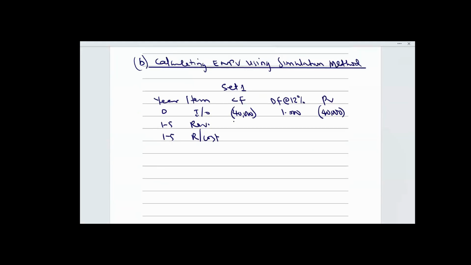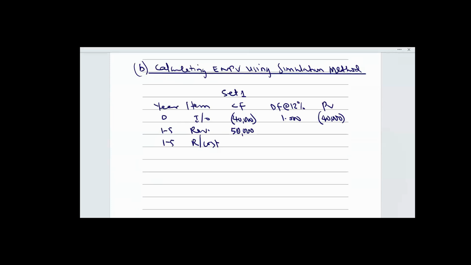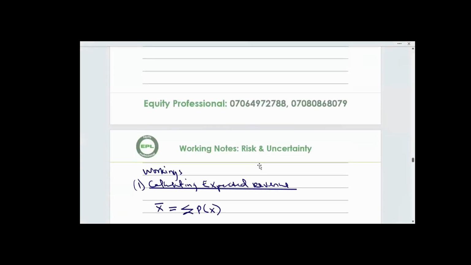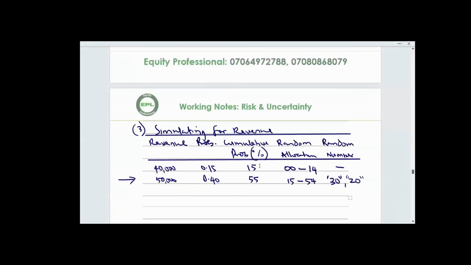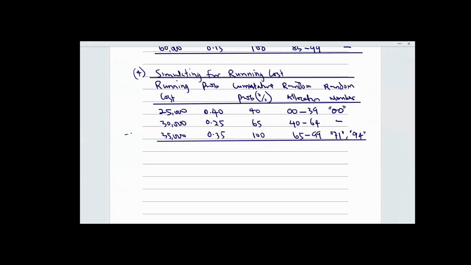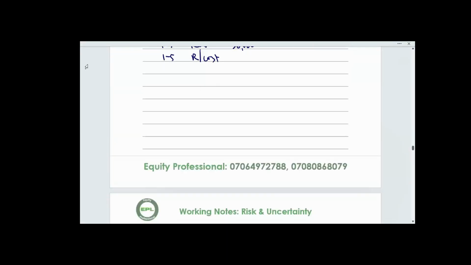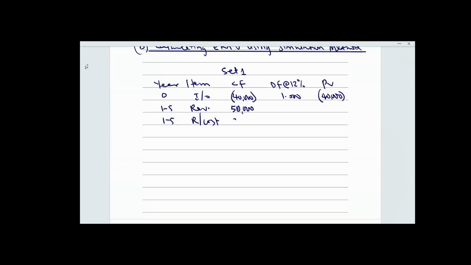So I will then come here. Here will be 50,000. Again, for set 1, under running costs, random number is 71. Under the simulation for running costs, 71 is in the third row. You trace it to the left. 35,000 naira is the cash flow. So here is 35.